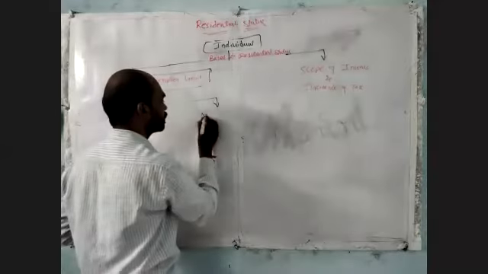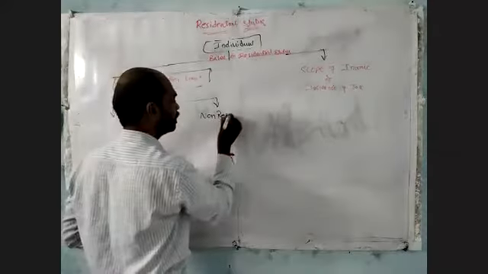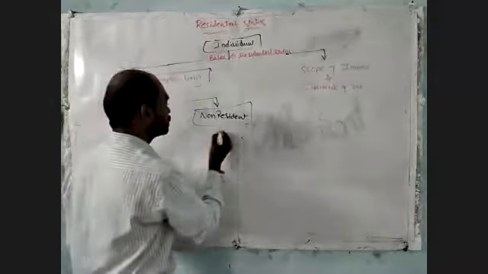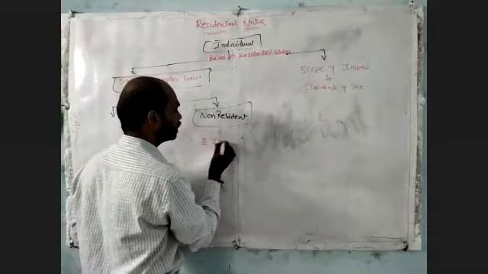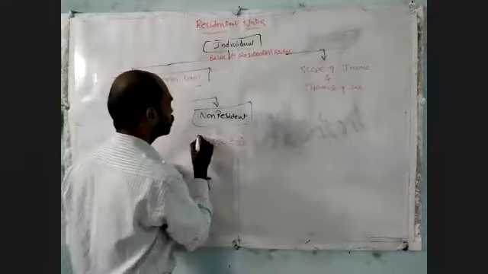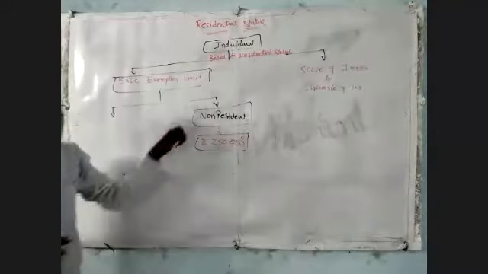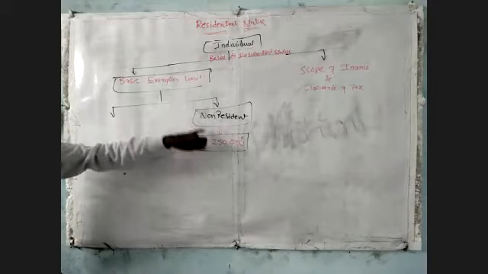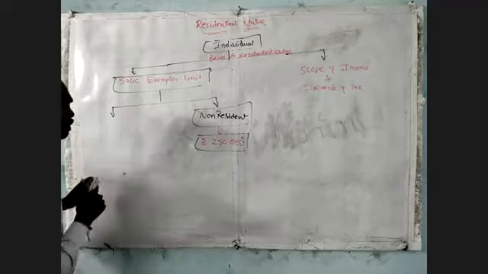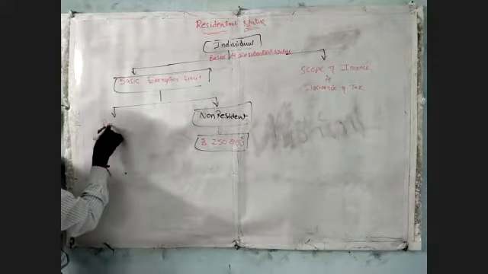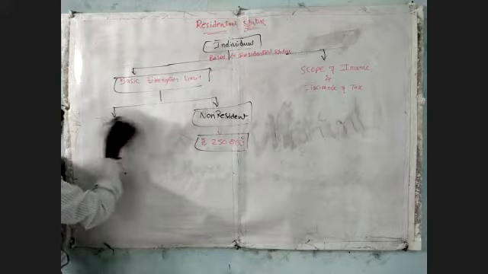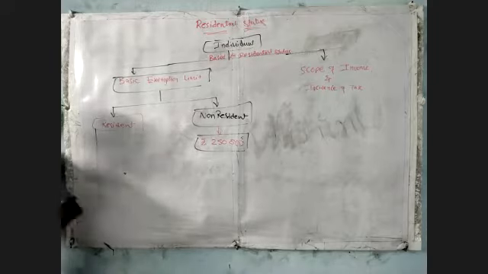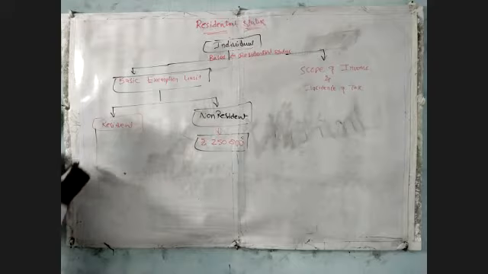Suppose the individual is non-resident. For a non-resident, the basic exemption limit will be ₹2,50,000. How much? ₹2,50,000 is the basic exemption limit for a non-resident. Individual is non-resident, his basic exemption limit will be ₹2,50,000. Suppose the individual is resident. If he is resident, then on the basis of age, we need to determine.